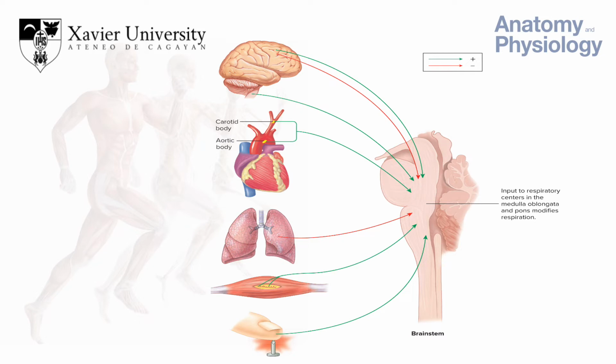So the Hering-Breuer reflex involves the stretch receptors in the lungs, then proprioceptors in muscles and joints, then receptors for touch, membrane, and pain stimuli, and lastly, input to respiratory centers in the medulla oblongata and pons modifies respiration. So these are the several regulatory mechanisms that affect the rate and depth of breathing. A plus sign indicates that the mechanism increases breathing, and a minus sign indicates that it results in a decrease in breathing.